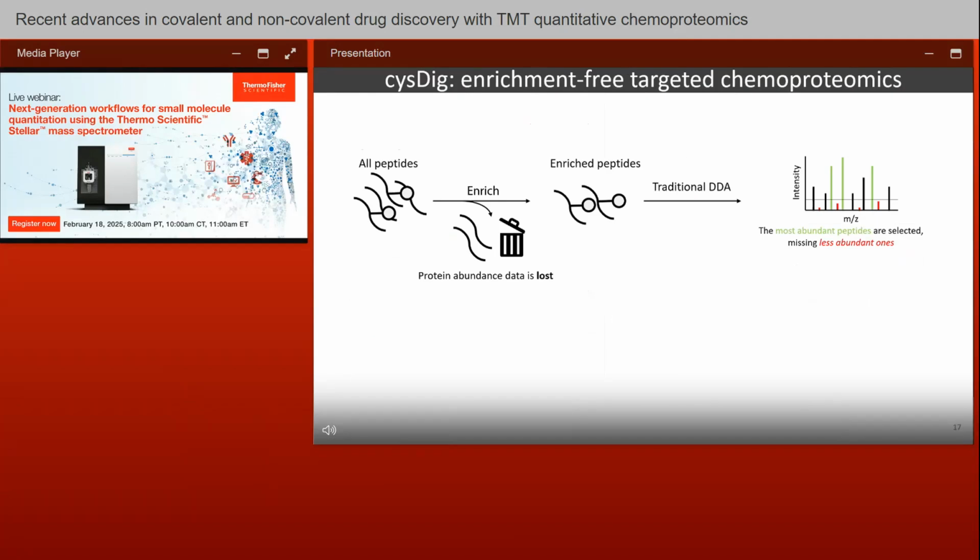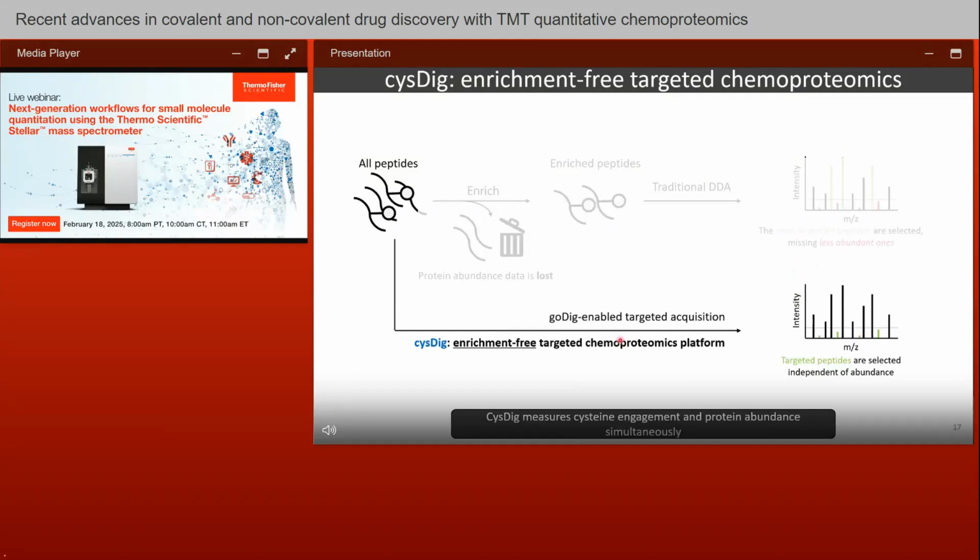Yeah, if you remember, this is the traditional ABPP TMT workflow. You enrich, you lose all the protein abundance information, and you measure with traditional DDA that is only biased towards the most abundant peptides. However, nowadays with GODIC, or we call it CYSTIC now, we want to make an enrichment-free targeted chemoproteomics platform where we can measure both engagement as well as protein abundance in a single assay.